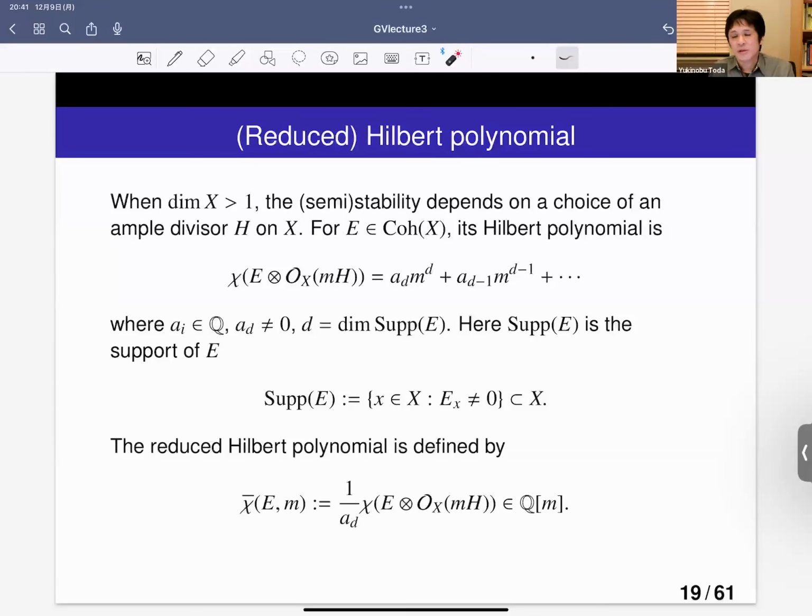Anyway, after taking a point in the ample cone of X, and also by taking the coherent sheaf, we can define its Hilbert polynomial in this way. By the Riemann-Roch theorem, this left-hand side is given by the Chern character of E multiplied by the exponential of mH, multiplied by the Todd class of X, and its integration. After expanding this exponential, this is given as a polynomial in m. In fact, this is a polynomial.